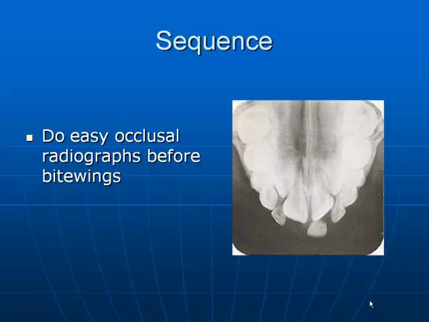The easiest and most comfortable exposures are usually the maxillary anterior radiographs. They can be exposed first to gain a child's confidence and get the child accustomed to the image receptor. You can also do easy occlusal radiographs before bite wings to help with the patient's confidence and to get them accustomed. So it is always important to do the most anterior radiographs first, because those are the easiest and most comfortable exposures for a pediatric patient.